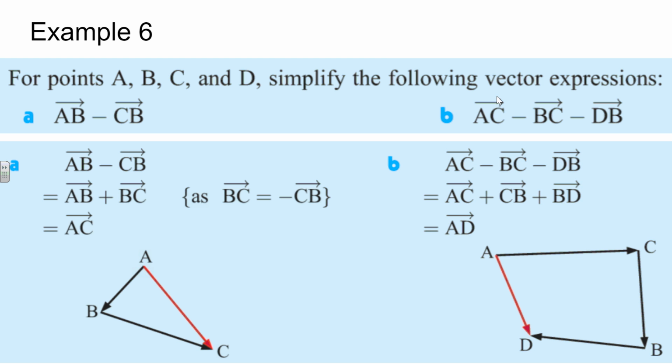If I look at the second one here, it's really the same thing, except I have 3 vectors that I'm working with. AC minus BC becomes AC plus CB, and then minus DB becomes plus BD, and all the inner 2 points will match up, so it can be just vector AD.